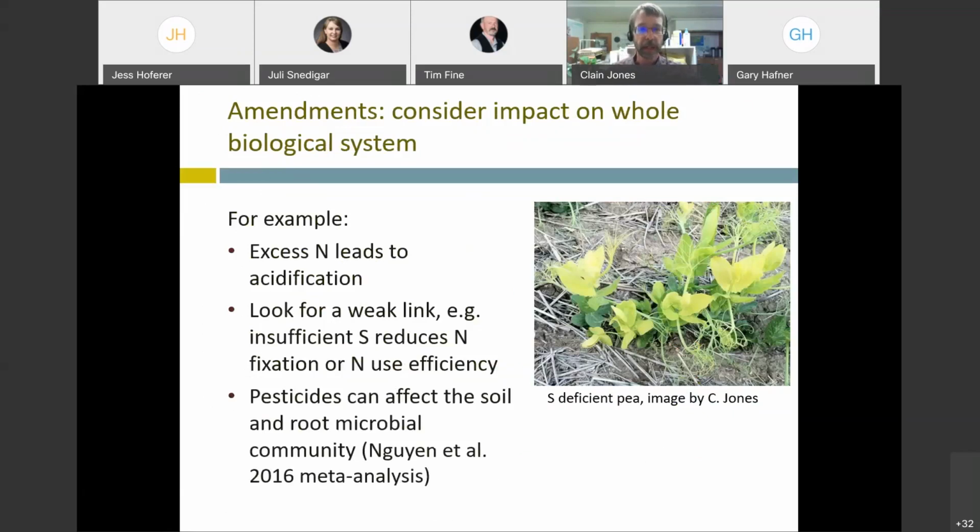And keep in mind that some studies have shown that pesticides can affect the soil and root microbial community. So just think about your pesticide management systems.